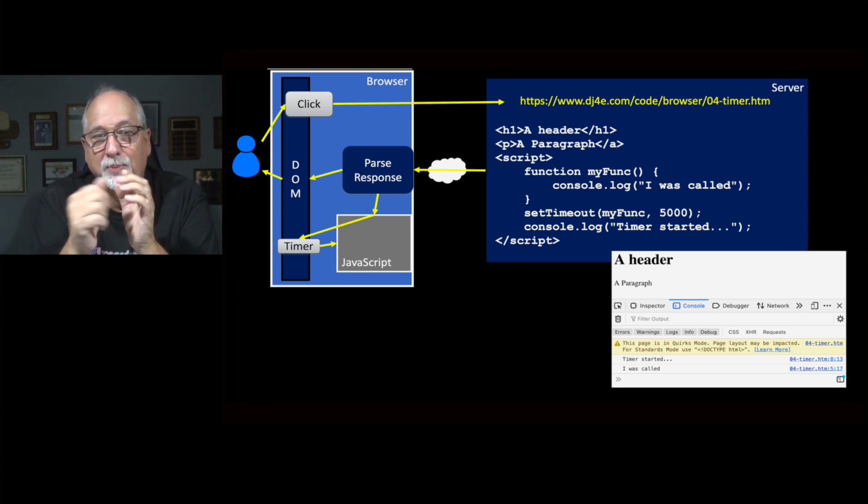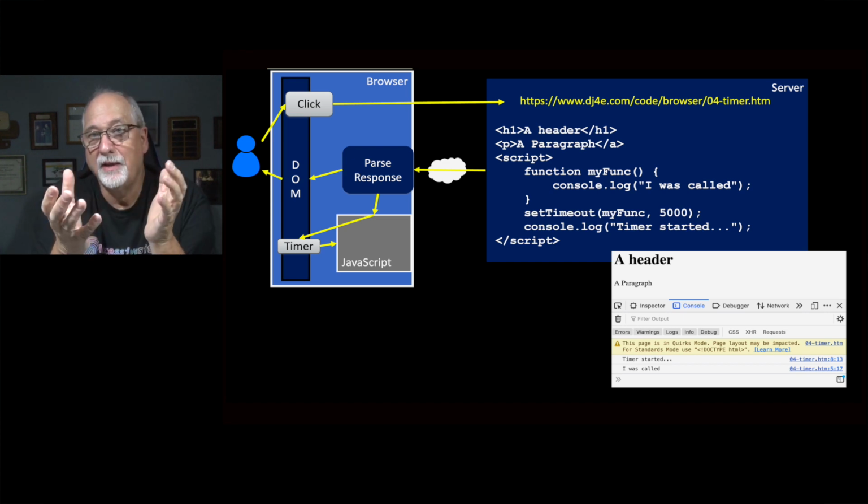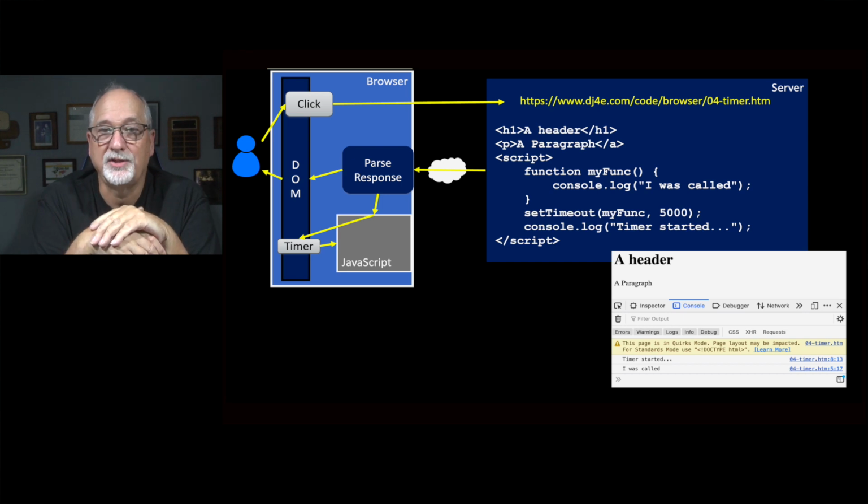So if you look at the output, you see that the first thing that happened was that the timer was started. Now, if you ran this, and you can, 04timer.htm, you run it, and then you count 5 seconds, and then it says, "I was called." So this is code that you defined, and you said, I want this code to run after a delay. And that's one form of an event, a timer expiration event, that causes your code to run.